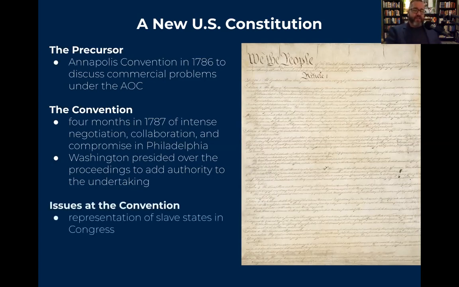But the issues at the convention are going to be numerous, but they're really going to focus specifically on representation in this unicameral or bicameral legislature. They haven't decided yet on slave states in Congress. How are slaves going to be counted? Regrettably, they come up with the 3/5 compromise. So popular representation, proportional representation based on population, will still include the slave, but will do so at 3/5 of a human being. One of the regrettable issues at the Constitutional Convention that was ratifying.